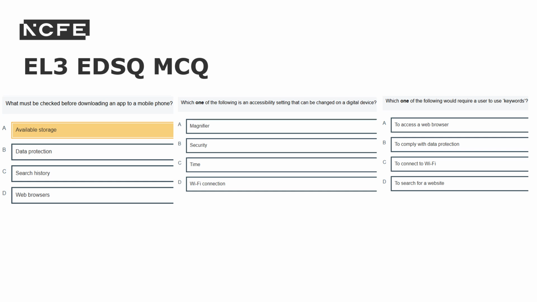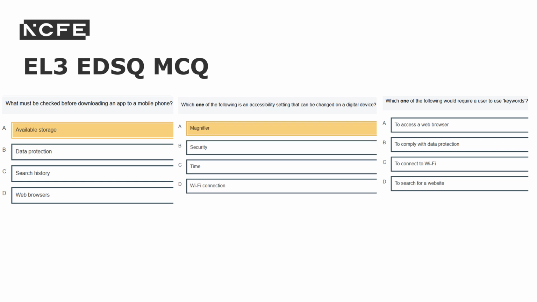The next question, which one of the following is an accessibility setting that can be changed on a digital device? So is it A, a magnifier, B, security, C, time, or D, Wi-Fi connection? And the answer for this is A.